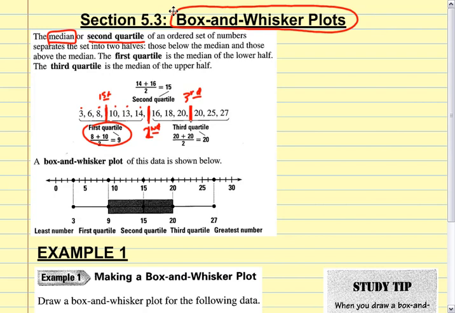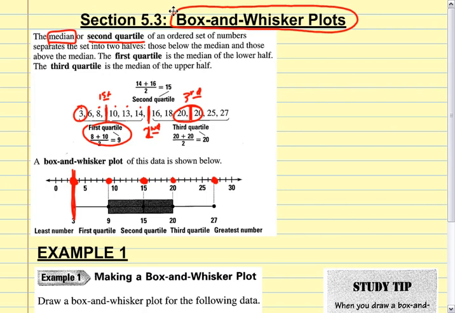Now, a box and whisker plot of this data is shown below. This is how we draw it. We take the smallest number, 3, and we put a dot. We take the first quartile and we put a dot on the number line. We take the second quartile and we put a dot on the number line. We take the third quartile. You see, that's 20. The median right there is 20, and we put a dot. And then we take the biggest number, the maximum number.